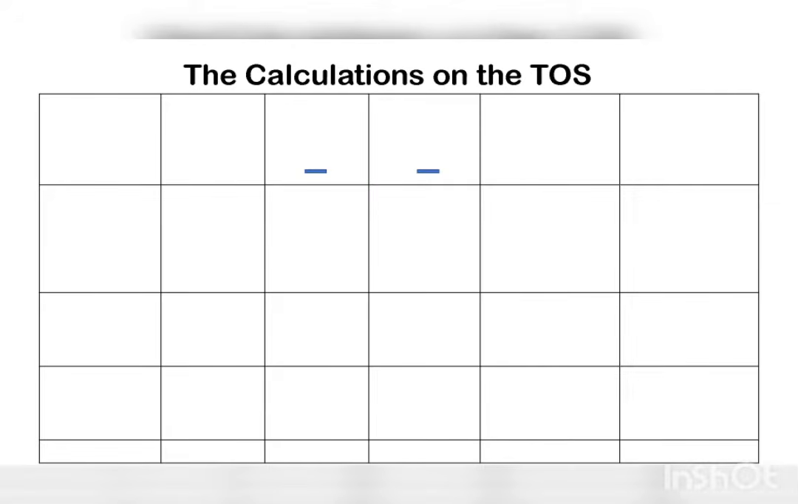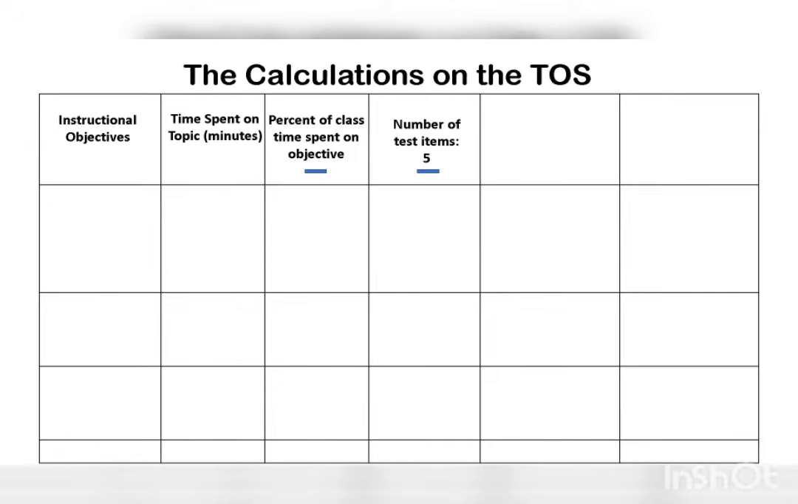So we're going to start with this table. In this table, we're going to have the instructional objectives. We're going to have the time spent on the topic written in minutes. We're going to have the percent of class time spent on the topic, number of test items, and for this, you as the teacher can select the number of test items you wish to use. So I wish to assess my students using 5 items. So I have 5 here.